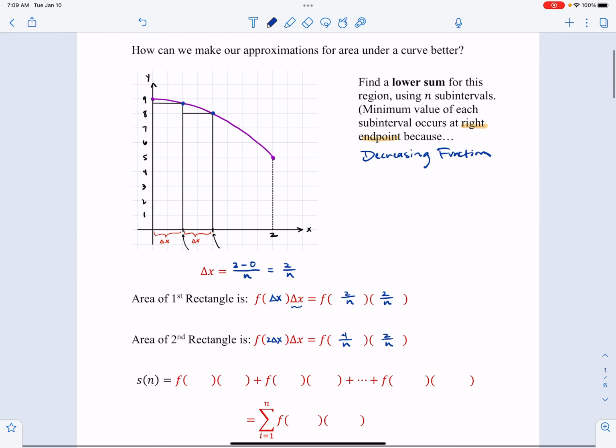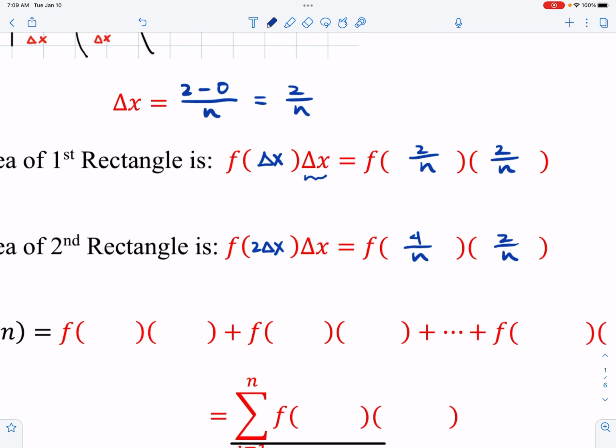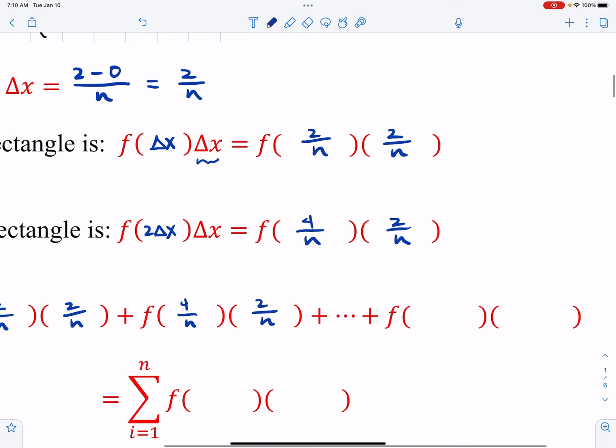So the lower sum would come from adding up all of those n products, where each product represents the area of a rectangle. This first product is the area of the first rectangle, so f of 2 over n times 2 over n, plus f of 4 over n times 2 over n.